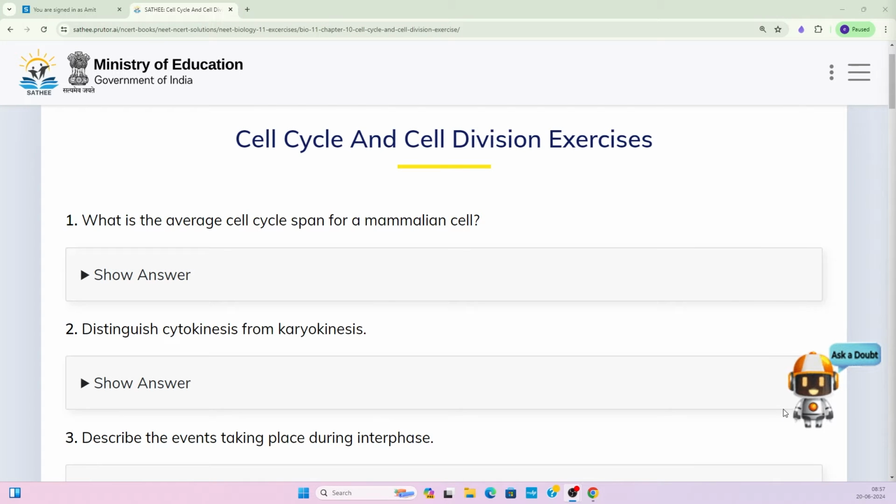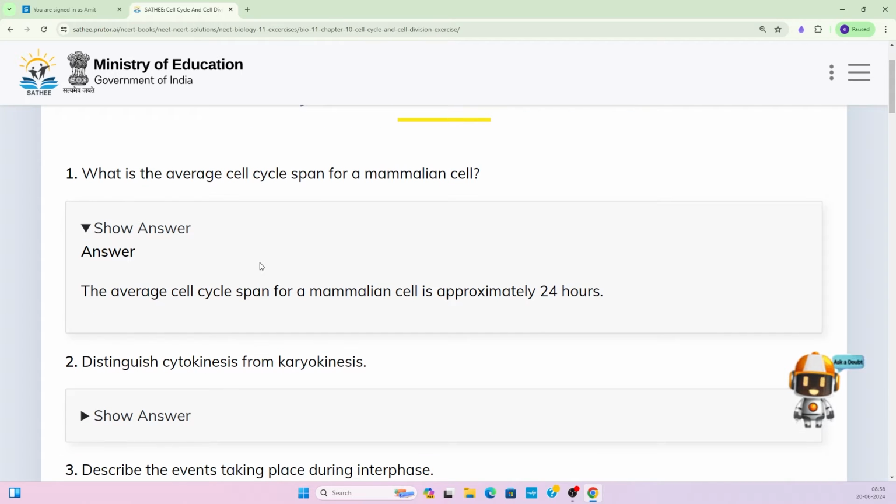Today we are going to solve the questions of the NCERT exercise from this chapter, cell cycle and cell division. Let us start the session. This is the first question: what is the average cell cycle span for a mammalian cell? They are asking how much time the cell cycle takes in mammals. The average cell cycle span for a mammalian cell is approximately 24 hours.